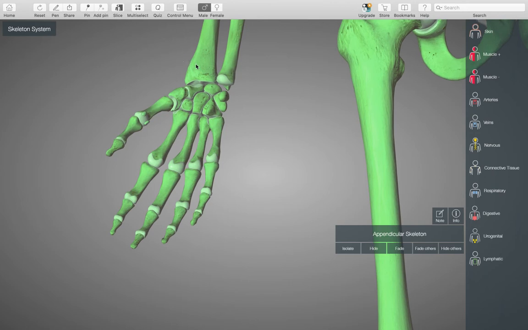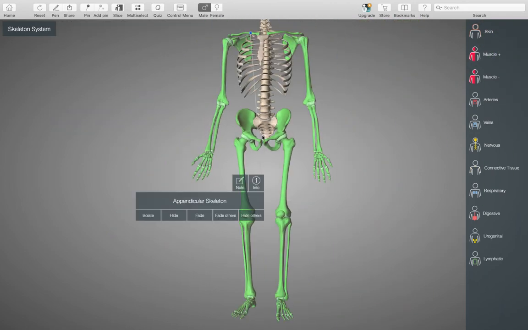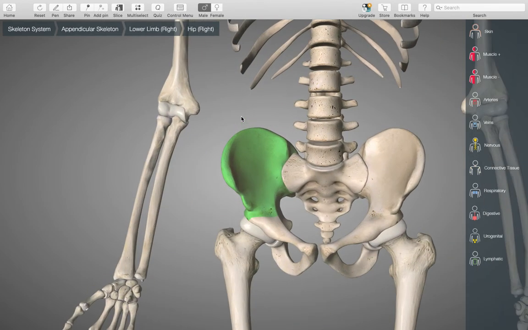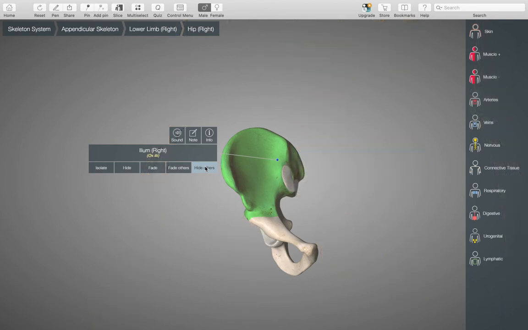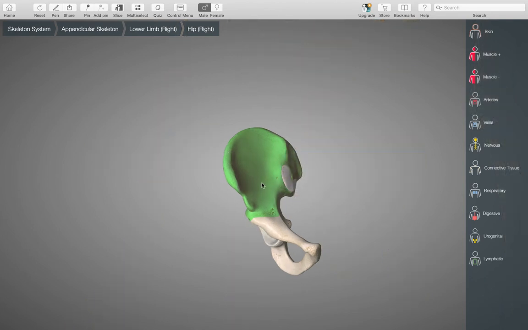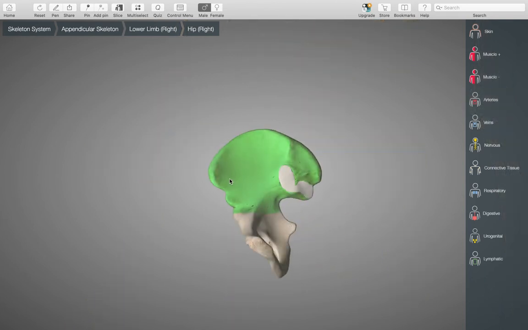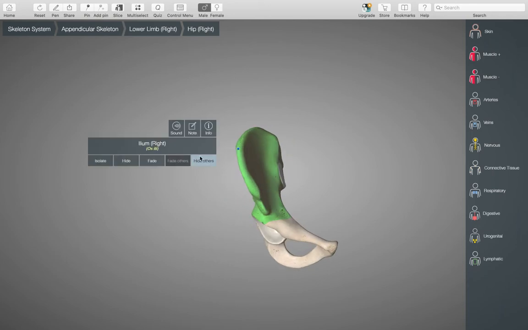If we take a look at the pelvis now, let's hide it from everything else. The pelvis is actually made of 3 different bones. You have 2 of these, if we unhide the others.